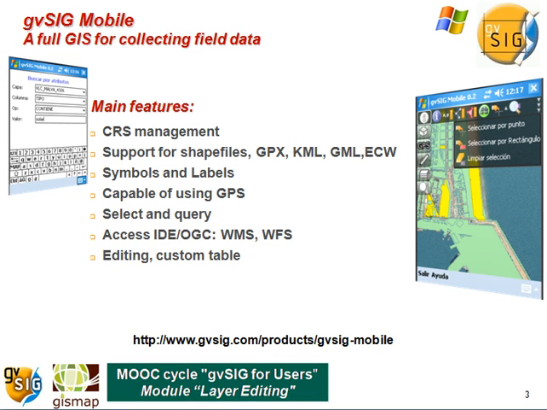For Windows Phone, we have GVSync Mobile, that is a full GIS for collecting field data, and the most important features are the spatial reference system management, support for shapefiles, GPX, KML, and many other formats. It's a full set of symbols and labeling. It's capable of using for sure the GPS. We can select and query the collected data and the existing data, and we can access some web services, and as well we can edit and customize tables, and you can download the GVSync portable from the website I wrote down in the slide.